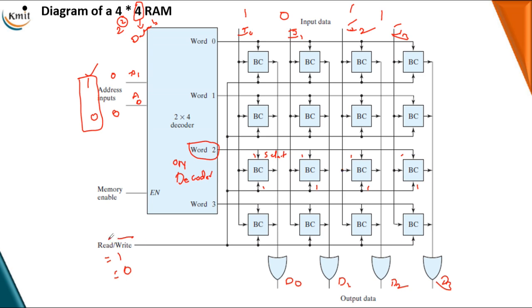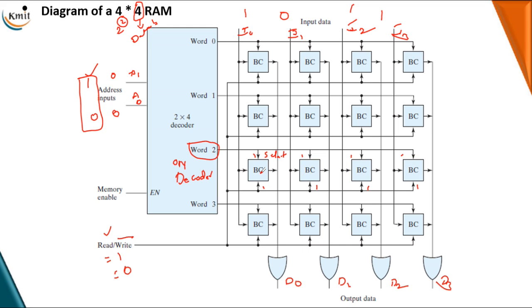Upon enabling read again, we can read out the data through the OR gate outputs. The OR gate outputs give you the data bits, and these parallel inputs provide the data inputs, which are loaded into each binary cell upon selecting the memory word using the address decoder. Like this, we can read the data or write the data into the RAM.